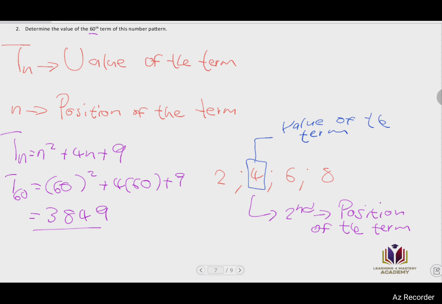It means now they've given you the value of the term and they want you to calculate the position, right? Let me repeat it again. Which term of the sequence or which term of the pattern is equal to 3,849? That's how they would phrase the question. But when they say determine the value of the 60th term or calculate the 4th term, they have given you that 4th is the position. They now want you to calculate the value of the term.